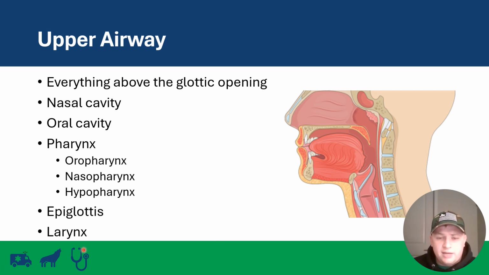Okay, so the epiglottis is kind of a floppy leaf-like structure that covers the opening into the trachea. Additionally, we have the larynx. The larynx is a kind of complicated structure that contains the vocal cords. So it kind of sits all in here. The biggest thing to know about the larynx is it houses the vocal cords.